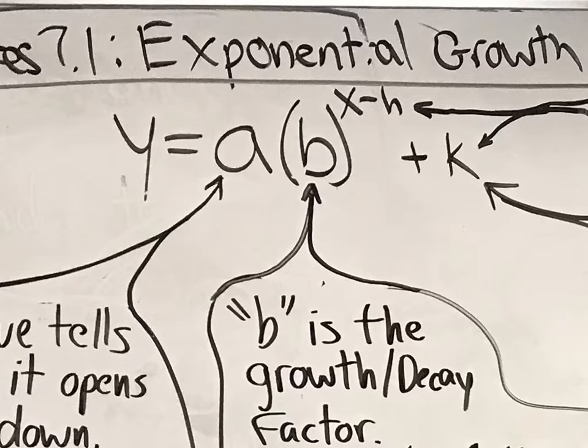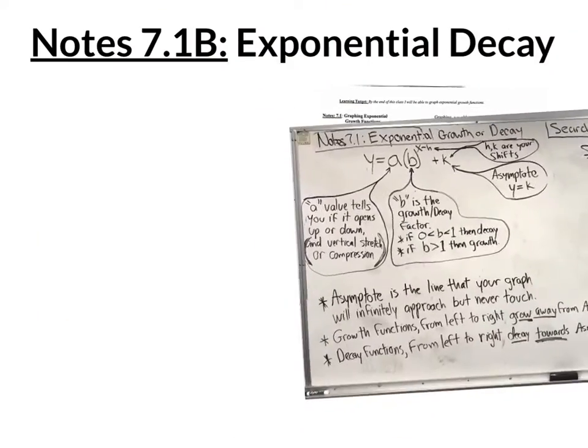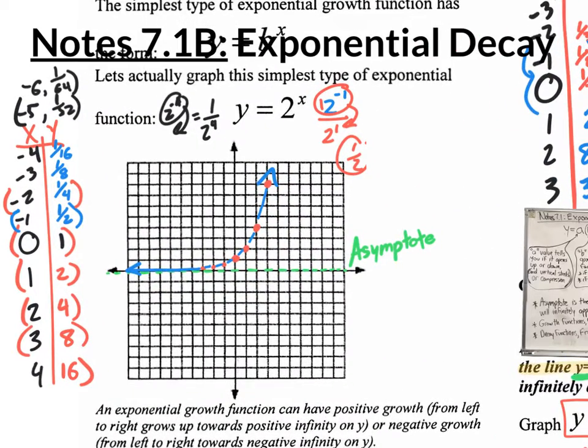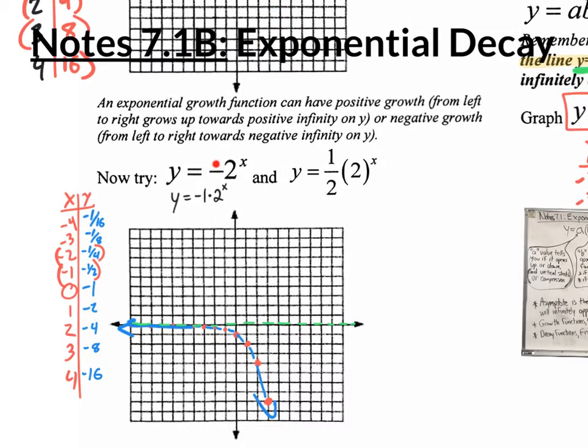And we should already know that the a value tells you if it opens up or down. Yesterday we did growth functions, and as you could see, the a value here is positive 1, right? The b is 2, but the a value is positive 1 because there is no number being multiplied out in the front. So because it's positive 1, it is opening up, it's growing up. Down here, we saw that the a value is technically negative 1.